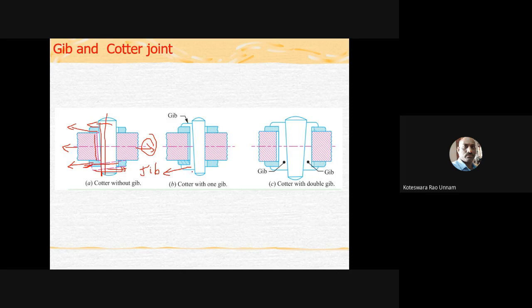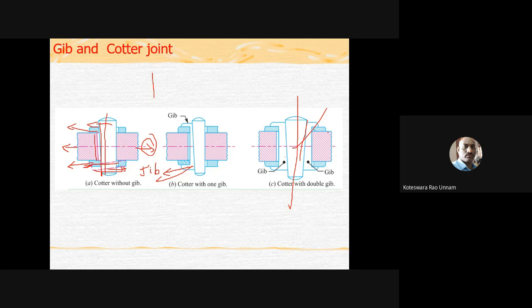The next question is how to provide the jib, on one side or both sides. That depends upon the taper you are using. If your cotter has taper on only one side, we need to use only one jib. If your cotter has taper on both sides, as you can see in this picture, then on both sides you need to provide the jib so that you can arrest or avoid the bending of this cotter. So it depends upon whether you use taper on both sides or a single side.